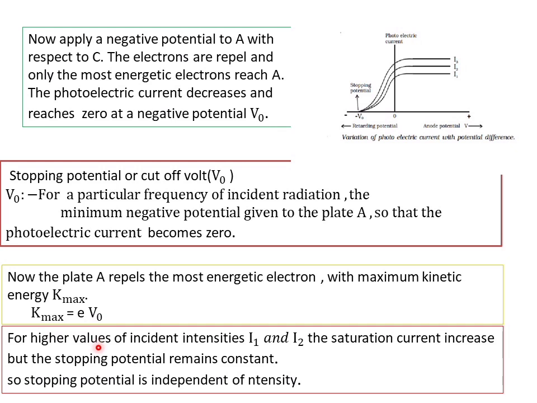If we increase the intensity to I2 and I3, the saturation current increases but the stopping potential remains constant, or stopping potential is independent of intensity. For all the three intensities, here we have the same stopping potential minus V0.